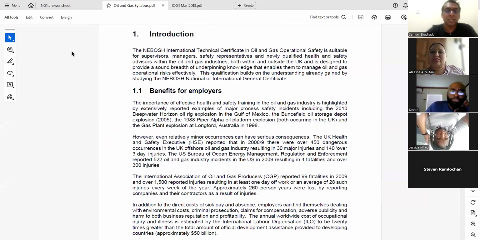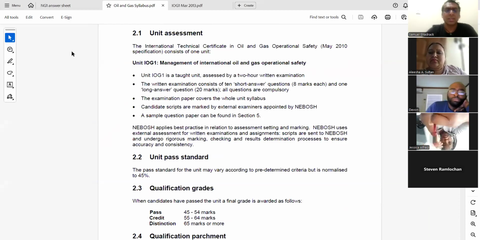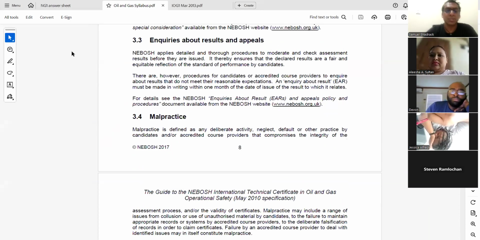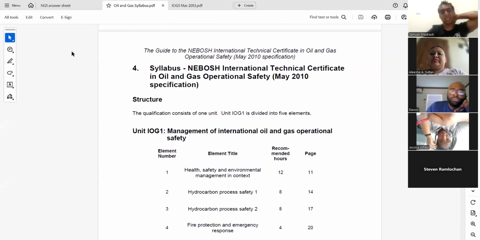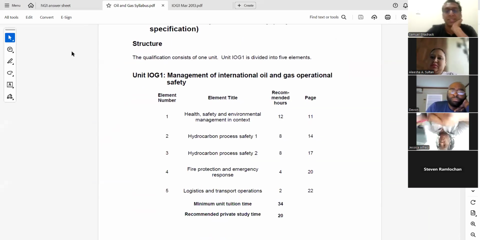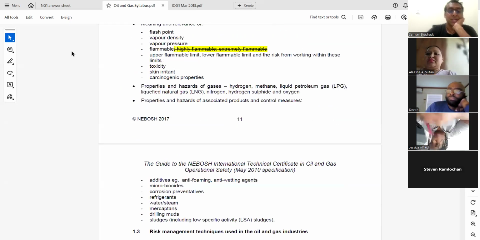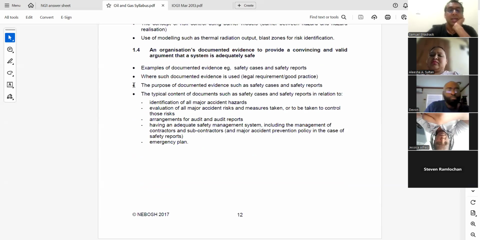I had this open on the screen before, but I like to show it, so you know where we are now. The syllabus is a good way to study as well. We won't finish chapter two today, but we'll hope to reach permit to work. You see hydrocarbon process safety in the heading. The last thing we did on Wednesday, if you look here, is the purpose of documented evidence such as safety cases, safety reports, and so on.